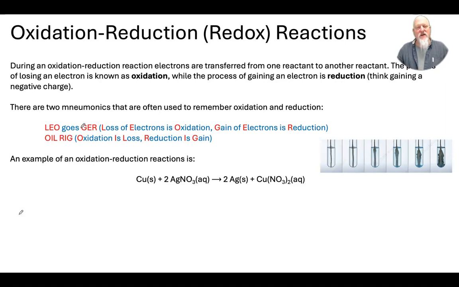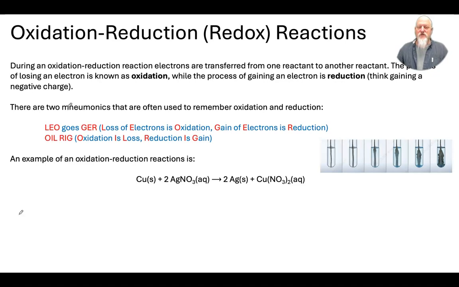The process of oxidation is the reactant that loses electrons. Okay, so the reactant that loses electrons is said to be oxidized, or the process is called oxidation. The reactant or compound that gains electrons is said to be reduced, and the process is called reduction. Now, when you're gaining electrons, you're reducing the charge, remember, because electrons are negatively charged. That's why it's called reduction.